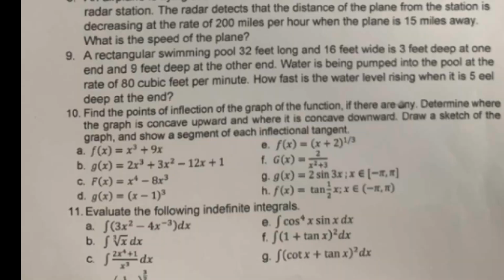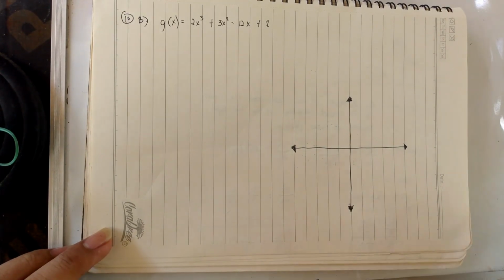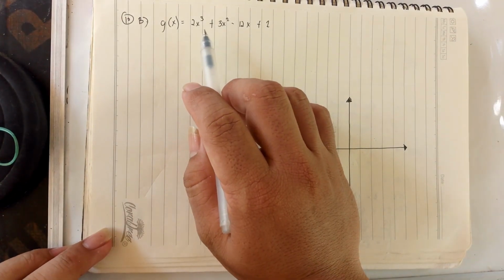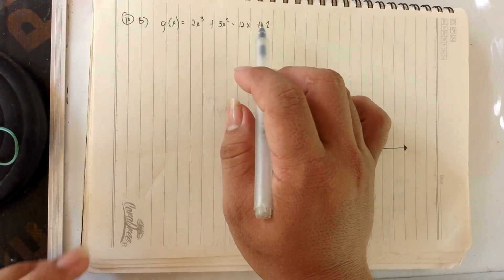Next problem is attempt number 10. Find the points of inflection of the graph of the function, if there are any. Determine where the graph is concave upward and where it is concave downward. Draw a sketch of the graph and show a segment of each inflection tangent. So we have the problem g of x is equal to 2x cubed plus 3x squared minus 12x plus 1.